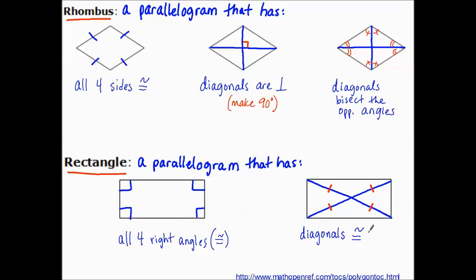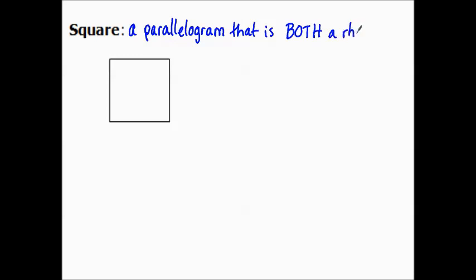So you can have a parallelogram that's either a rhombus or it's a rectangle. Then you can have a parallelogram that is both. So a square is a parallelogram that is both a rhombus and rectangle. It's both of those things.